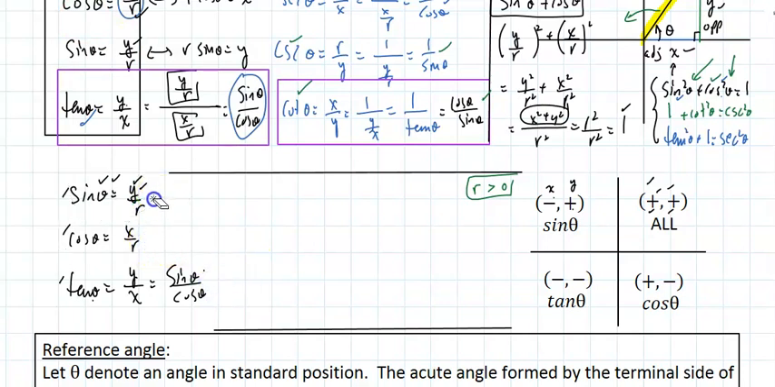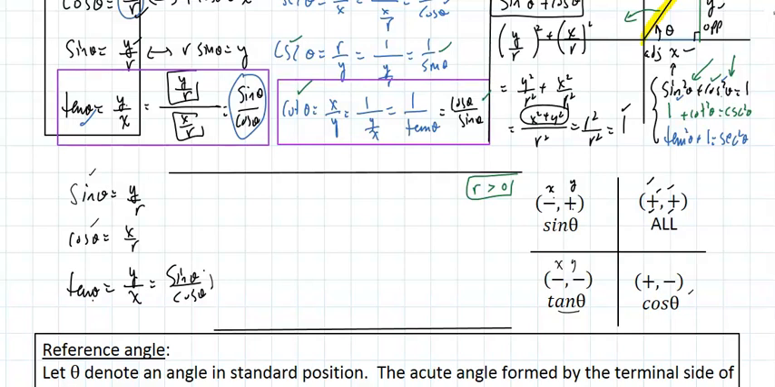If I go to quadrant 3, I'll notice that both x and y are negative. So sine is negative, cosine is negative, but the ratio of two negatives will be a positive, which means tangent is always positive. And in this quadrant, cosine.